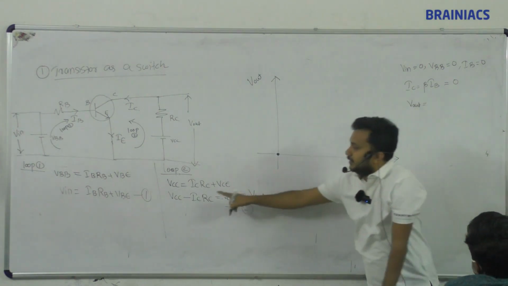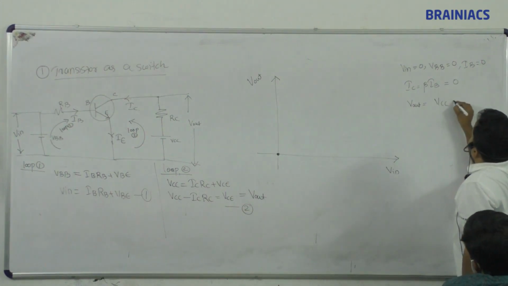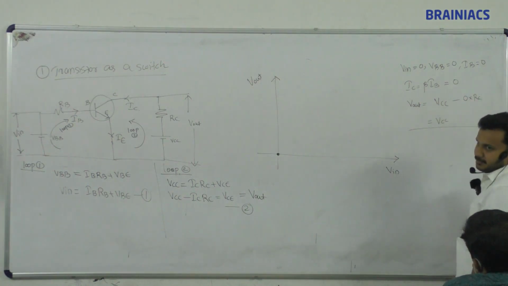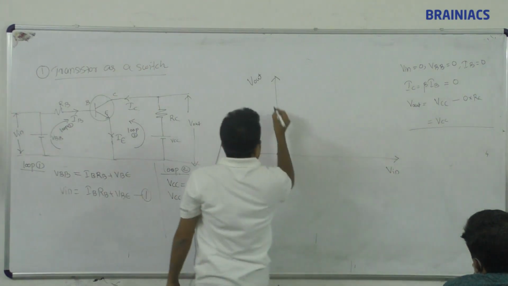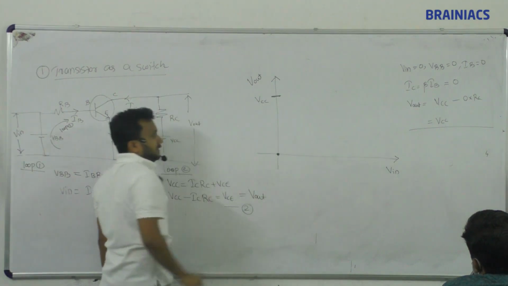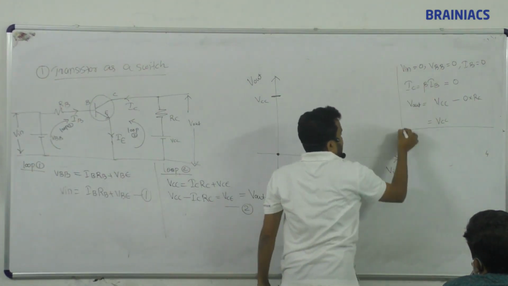If IC equal to 0, what is V out? V out means VCC minus ICRC. So VCC minus 0 into RC. What should I get? VCC. This is case number 1. So when input is equal to 0, output will have a value. What is that value? VCC. Okay, so this is one part of the discussion.